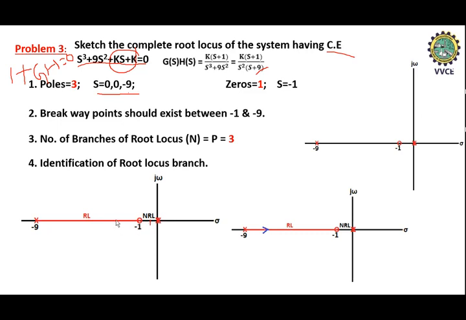After this, if you take any random point between -1 and -9, to the right side of this, count the number of zeros and poles. Two poles and one zero are present, that is 3, an odd number. So starting from -1 to -9, it is a root locus branch.